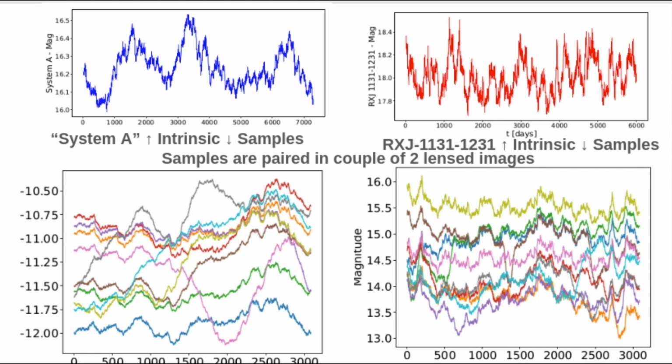In these figures, on top, you can see the intrinsic variability of System A and the intrinsic variability of RxJ 1131. Using simulation software, we then simulate 4 light curves from the 4 components of System A and for the 4 components of RxJ 1131. Then, we pair these 4 images 2 by 2 to produce an unresolved light curve. We then have 10 unresolved pairs for each one of the systems. We repeat the simulation several times, and then we use the convolutional neural networks to calculate the time delay.